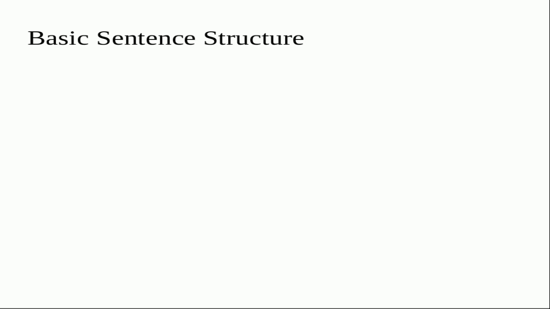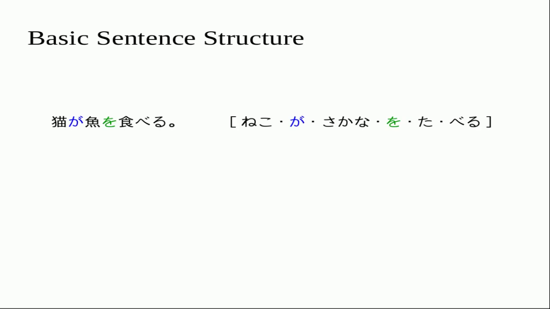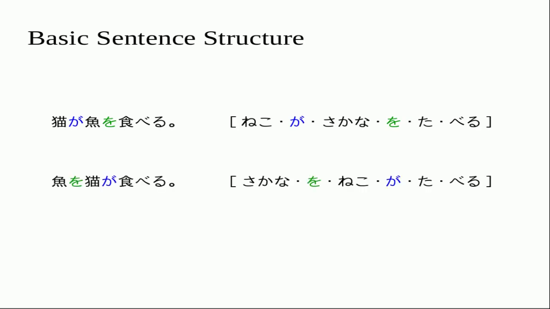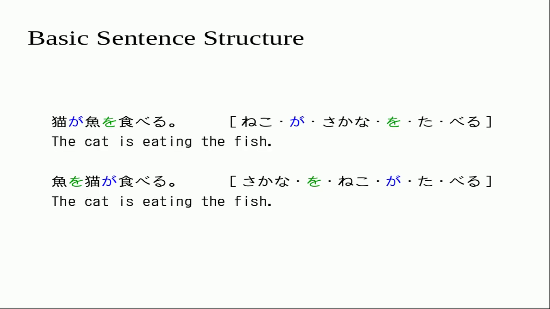So, even if you have something like nekko ga sakana o taberu or sakana o nekko ga taberu, in both of these cases, the cat is eating the fish. The meaning of the sentence is the same because the subject and the object are the same, okay, regardless of their order, right? And the action at the end of the sentence is again the same, right?